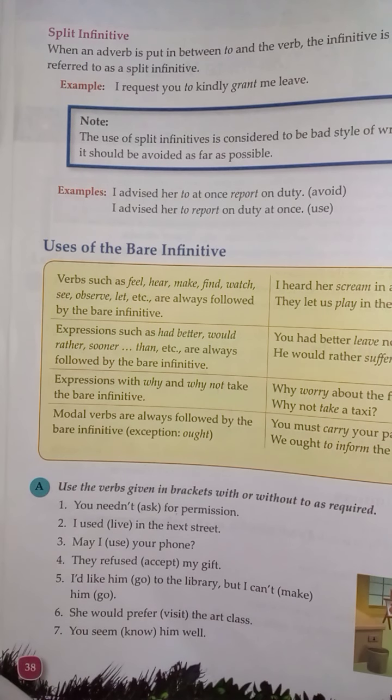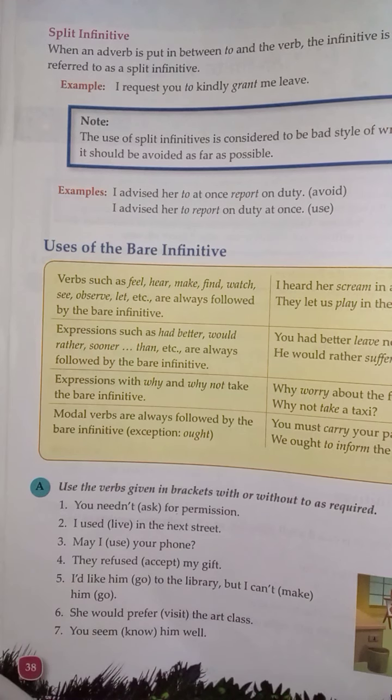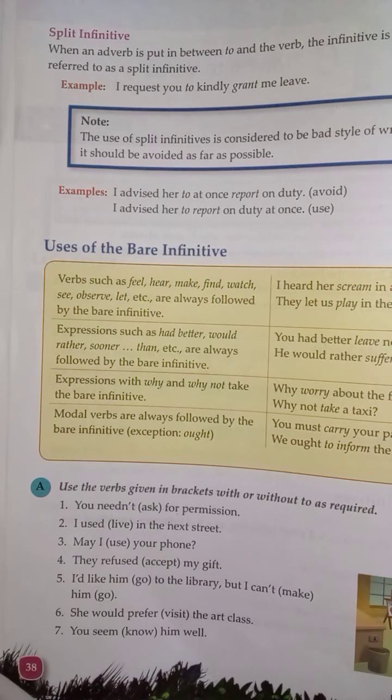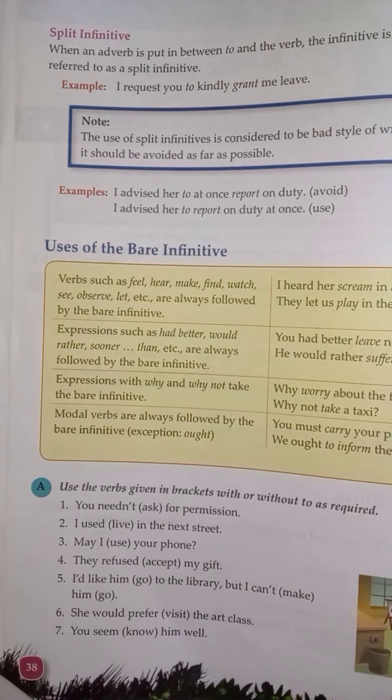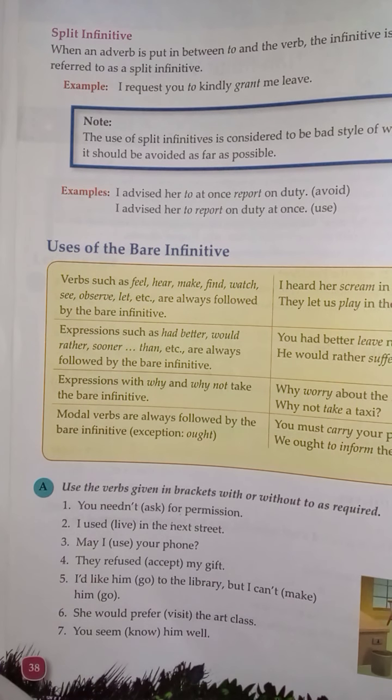Now you can see the split infinitive. When an adverb is put in between to and the verb, the infinitive is split in two parts and referred to as a split infinitive. So here we are using an adverb in between to and the verb. For example, I request you to kindly grant me leave. So kindly is used in between to and the verb grant, kindly grant me leave. This is a split infinitive.